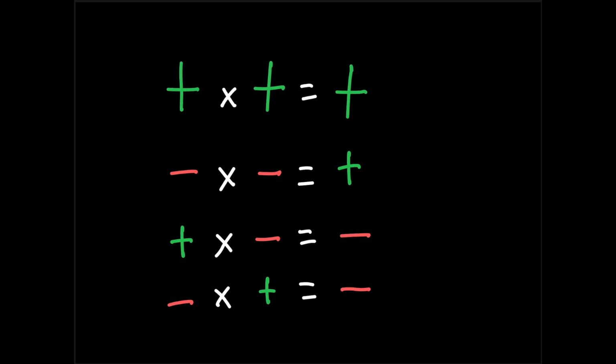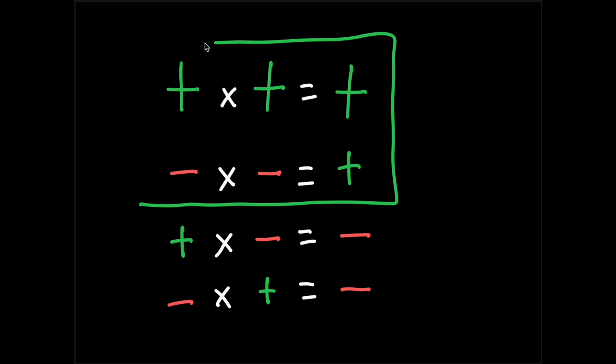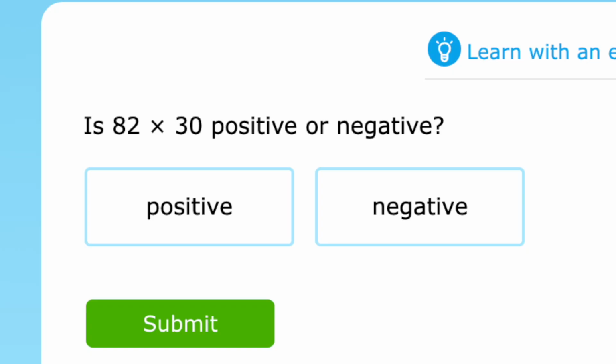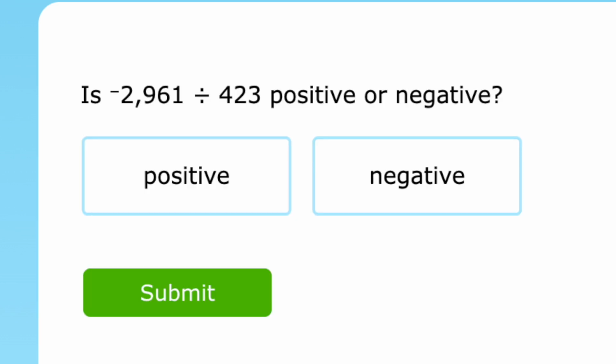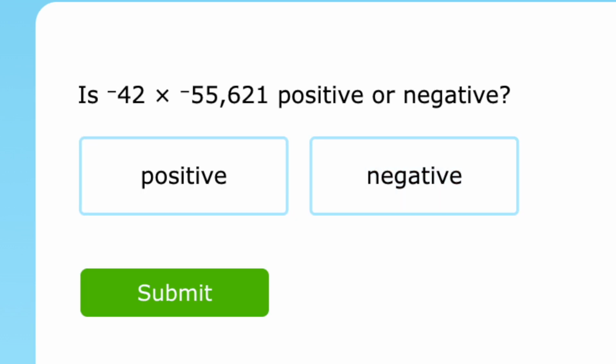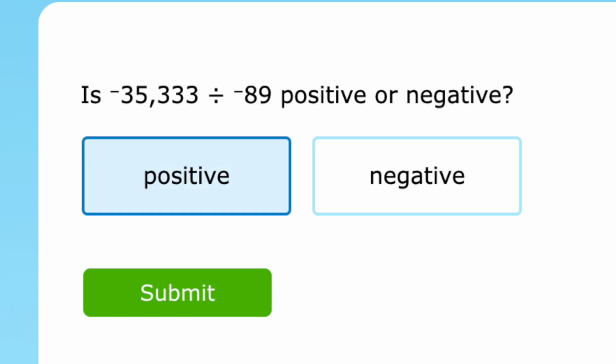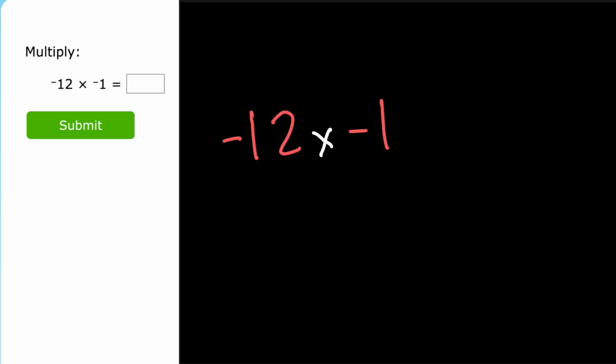Next we have multiplication and division, which are actually way more straightforward. Basically, if your two integers have the same sign, your answer will be positive, and if they have opposite signs, your answer will be negative. So in this example, since both integers are positive, our answer must also be positive. Since these ones have different signs, our answer is negative. Same sign, positive. Different signs, negative. And same signs, positive.